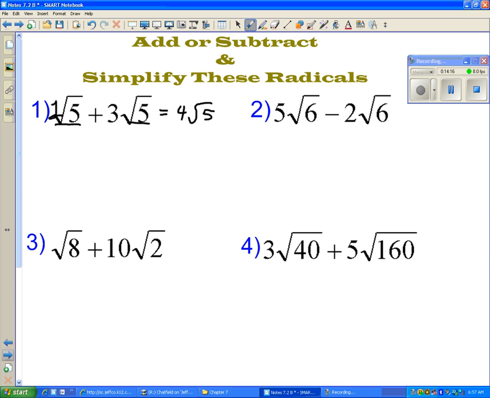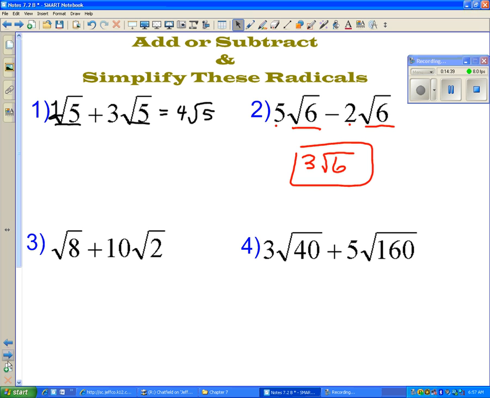That's how I add. Number 2, I'm going to do the same thing, but I'm going to subtract. My square root 6 and square root 6 are the same, so 5 square root 6 minus 6 square root 6 is 3 square root 6. What's in the radical doesn't change, but they have to be identical to add or subtract.